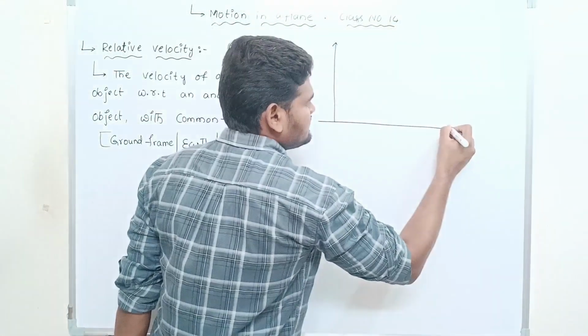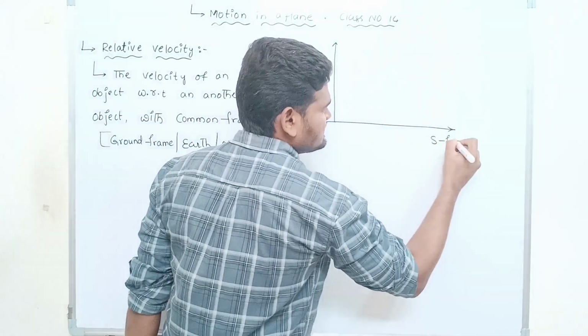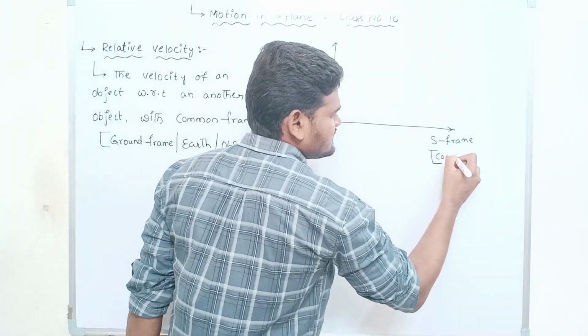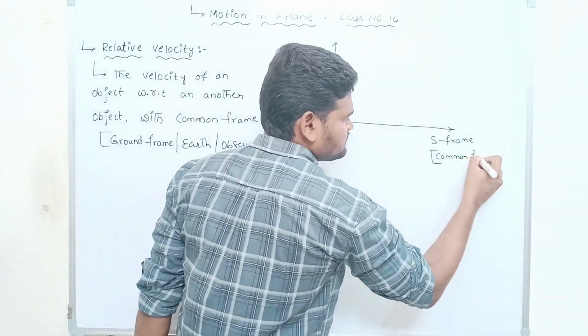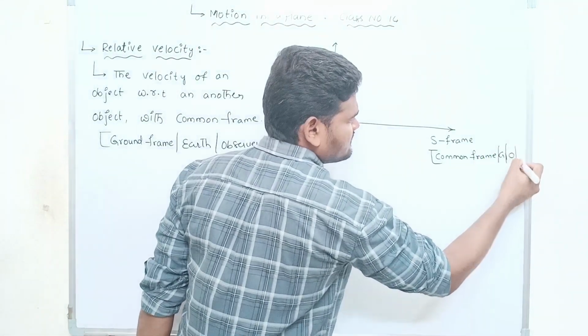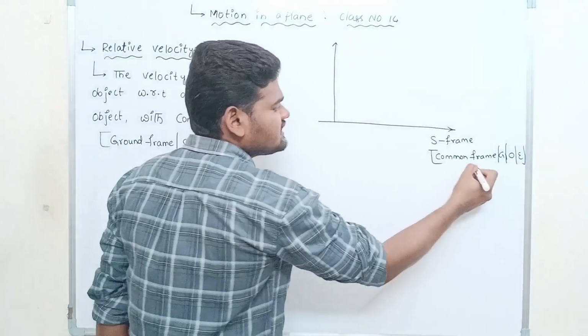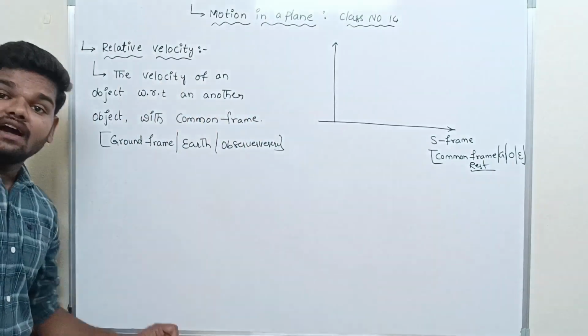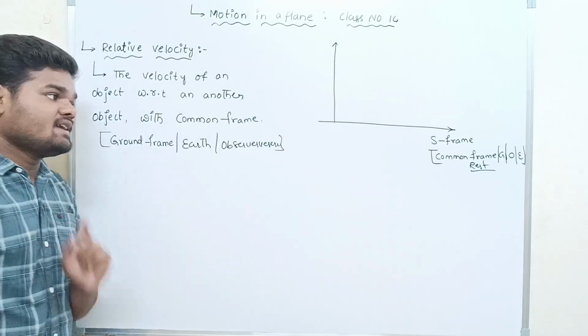Let us consider this is the S frame, and it is a common frame. Common frame is nothing but the ground frame or observer or earth frame, whatever it is, and it must be at a rest position. That frame must be at a rest position. Are you getting? Right.